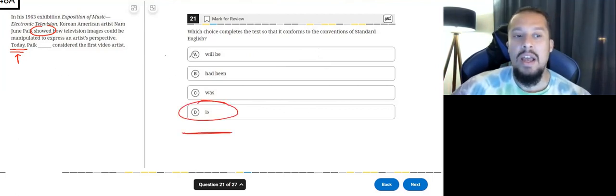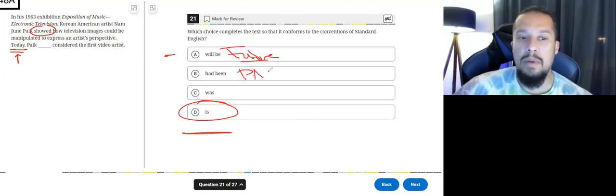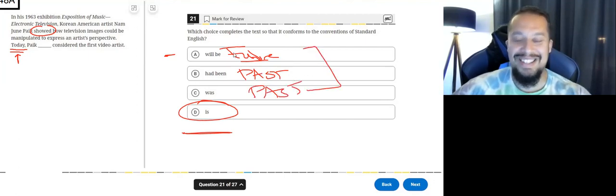Is considered. A is in the future. B is in the past. C is in the past. All of these tenses are incorrect.